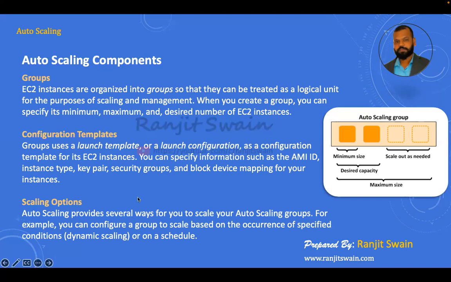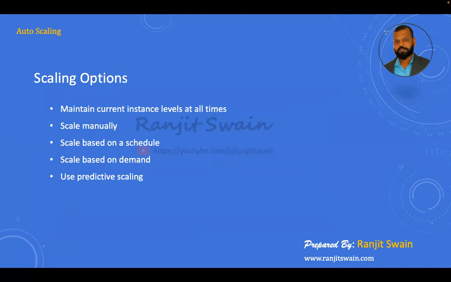So what are the scaling options? Auto scaling provides several ways for you to scale your auto scaling groups. For example, you can configure a group to scale based on the occurrence of specified conditions. So we'll see how we can schedule to scale up or scale down. These are the parameters, the components.